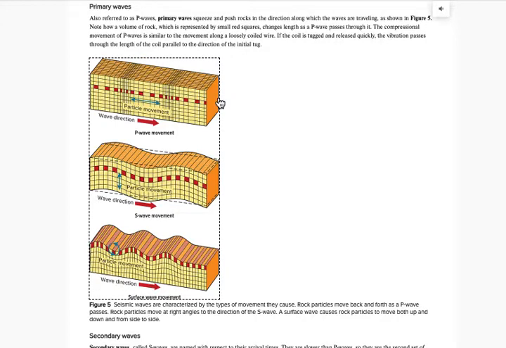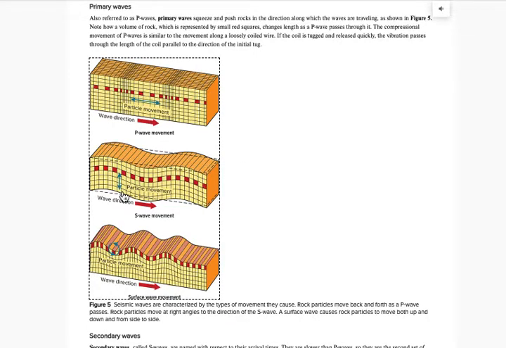The primary wave, its particle movement will move in the same direction as the wave energy. So in this one, it compresses, and it will kind of move back and forth as it compresses the energy, okay? And then the next one is called a secondary wave.